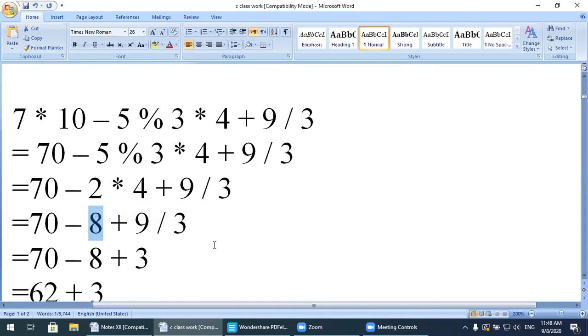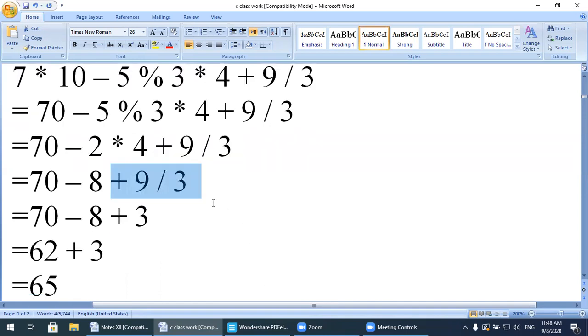Keep in mind, in each and every step, you will solve one operator. If you solve two operators at the same time, you will be confused and your result will be different from the correct answer. So 2 multiplied by 4, the result is 8. The rest of the expression, + 9 / 3, is the same. Now we have the expression 70 - 8 + 9 / 3.